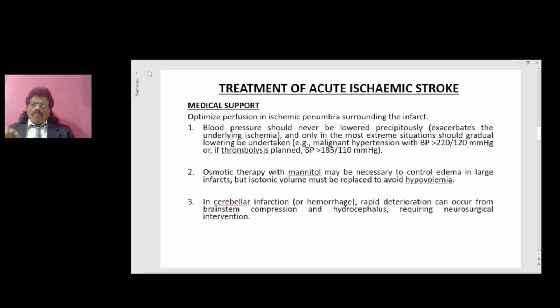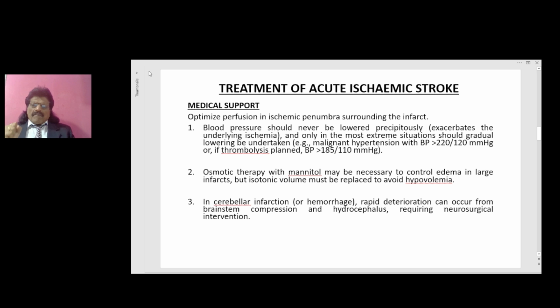Medical support: optimize perfusion in the ischemic penumbra surrounding the infarct. Blood pressure should never be lowered precipitously because it exacerbates the underlying ischemia, and only in the most extreme situations should gradual lowering be undertaken. For example, malignant hypertension with BP more than 220/120 millimeters of mercury, or if thrombolysis is planned, for example if BP is more than 180/110 millimeters of mercury.